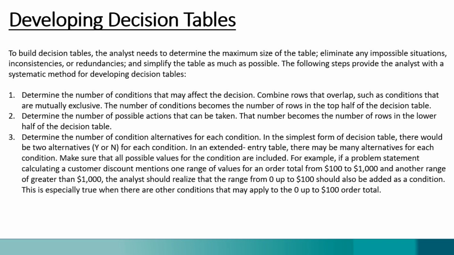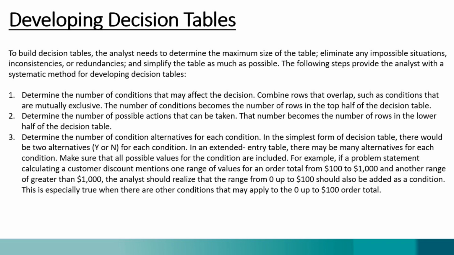2. Determine the number of possible actions that can be taken. That number becomes the number of rows in the lower half of the decision table. 3. Determine the number of condition alternatives for each condition. In the simplest form of decision table, there would be 2 alternatives, Y or N, for each condition. In an extended entry table, there may be many alternatives for each condition. Make sure that all possible values for the condition are included.